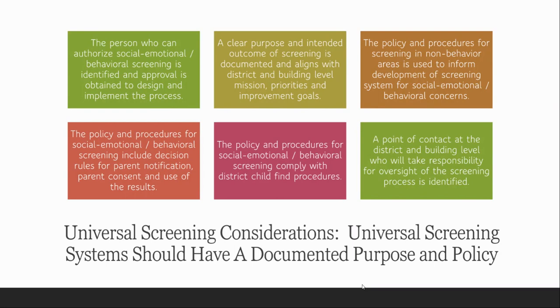So next we're going to talk about some universal screening considerations, some things that we need to consider. The first thing is we need to make sure that the person who can authorize social, emotional, and behavioral screening has been identified and the approval is obtained to design and implement the process. So when a building team or a district team is designing this process, we want to make sure that we have somebody with decision-making power to authorize this collection of data and this administration of this survey. This has gone through the proper channels.